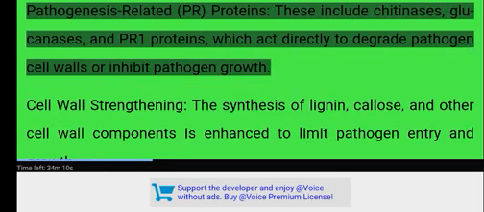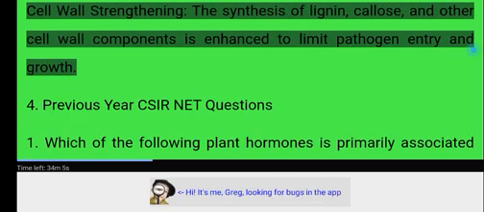Pathogenesis-related PR proteins. These include chitinases, glucanases, and PR1 proteins, which act directly to degrade pathogen cell walls or inhibit pathogen growth. Cell wall strengthening. The synthesis of lignin, callose, and other cell wall components is enhanced to limit pathogen entry and growth.